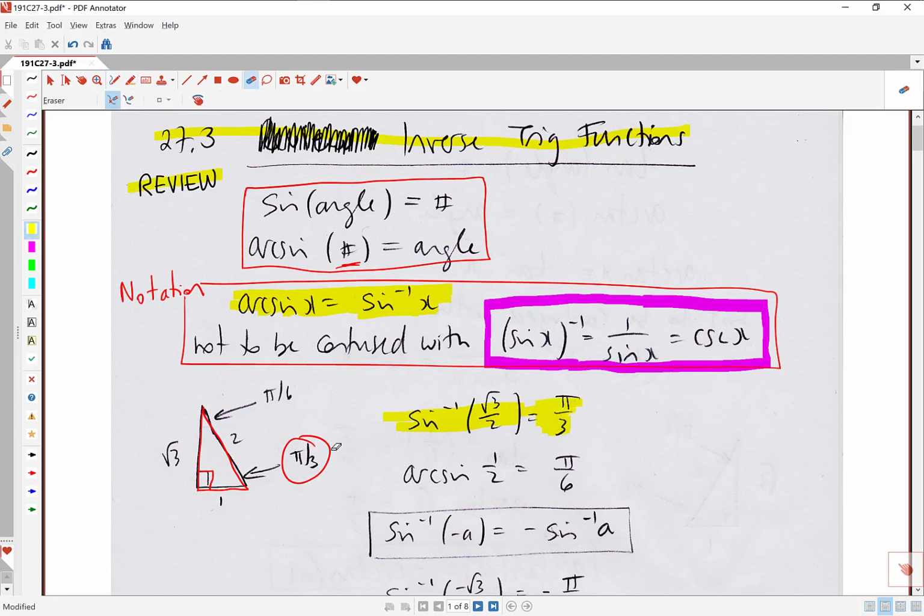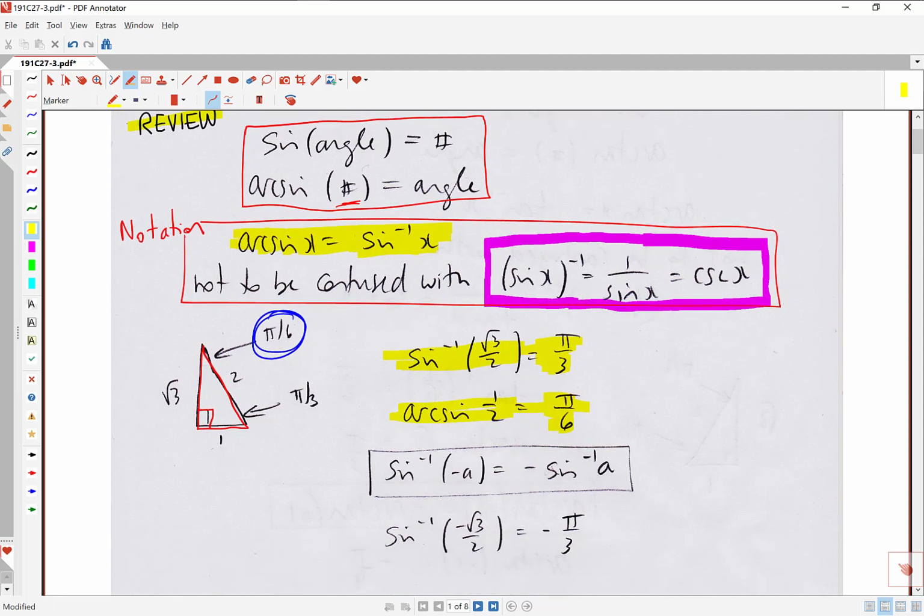In a similar way, let's erase this part. Let's say someone asks you to find arcsine of 1/2. Then you draw your special triangle again and say, okay, what angle is going to have opposite over hypotenuse equal to 1/2? So that's going to be this guy. So pi/6, its opposite side is 1. So its opposite over hypotenuse is 1/2. And that makes arcsine of 1/2 equal to pi/6.